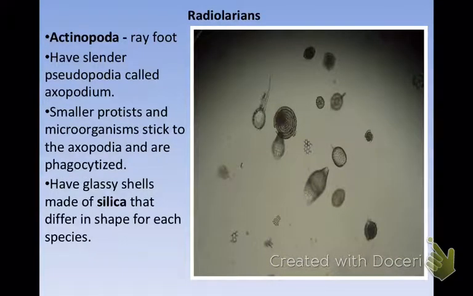The radiolarians extend through their porous shells actinopodia, which are very slender pseudopods, and those pseudopods, like for the foraminiferans, are used for feeding and locomotion. And the shells, in contrast to the foraminiferans, are made of silica, much like the shells of the diatoms are made of silica.